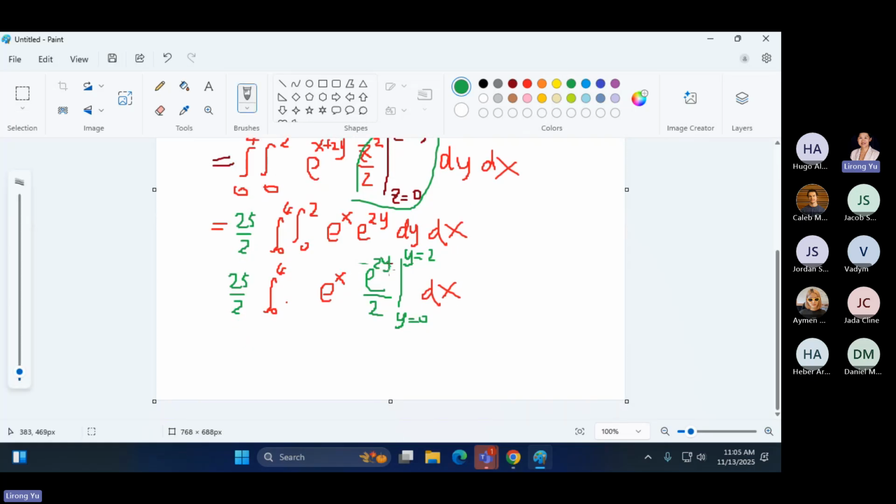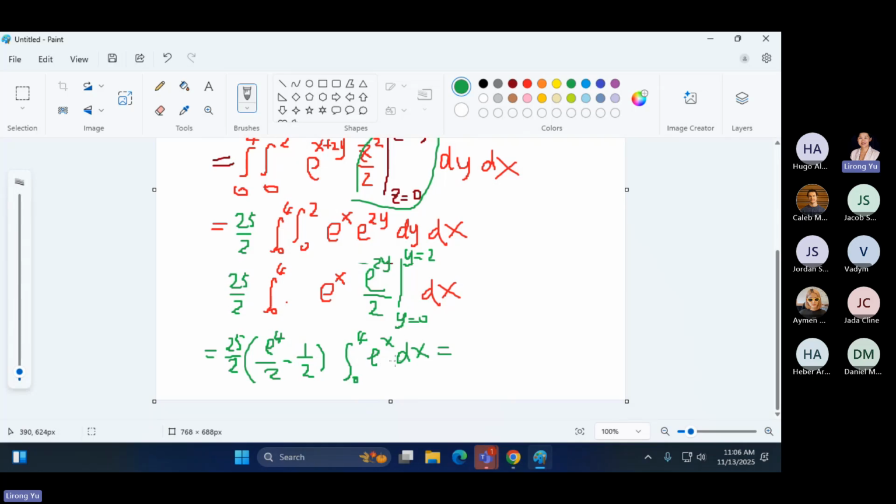When we put in the y variable values, it will be e to the power 4 over 2 minus e to the 0 over 2. That's really a calculation. We should be able to pull that calculation number outside. So it's e to the power 4 over 2 minus 1 over 2. And then we have the last integration. That is the integration from 0 to 4 of e to the x dx. The antiderivative is e to the x itself.